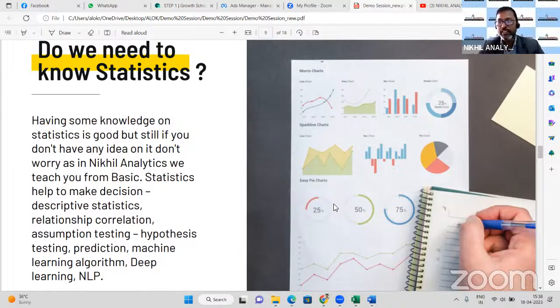We cannot decide it here. Ravi is saying yes. Mukesh is saying yes. And the right answer is yes. We need to know statistics.